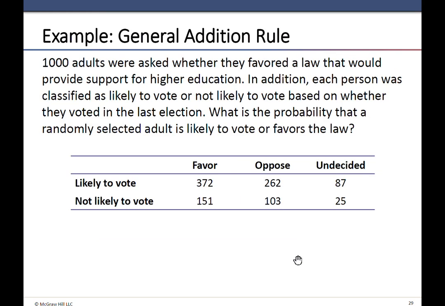1,000 adults were asked whether they favored a law that would provide support for higher education. In addition, each person was classified as likely to vote or not likely to vote based on whether they voted in the last election. What is the probability that a randomly selected adult is likely to vote or favors the law? Keyword here is or. So, likely to vote or favors the law.